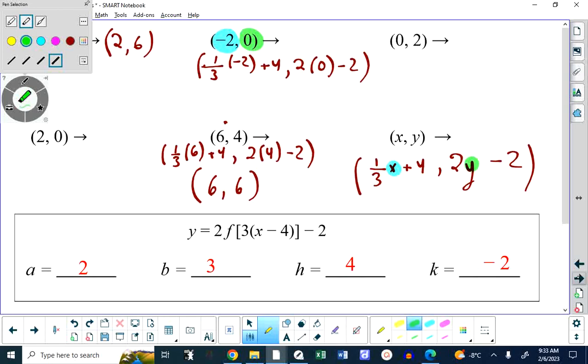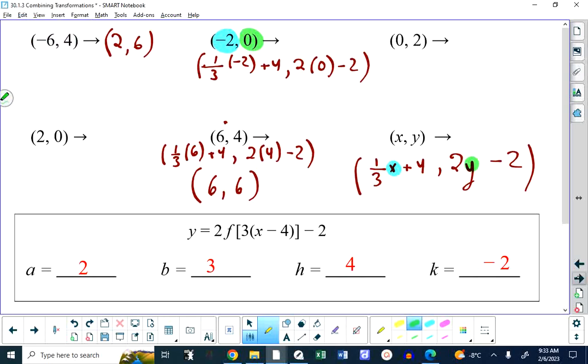Well, I don't want to get sidetracked here and talk about fractions and have a lesson on fractions. You can use your calculator if you like. 1/3 times negative 2 plus 4 is 10/3. And I see a couple people nodding, so this is 10/3, comma, 2 times 0 is 0, minus 2 is negative 2. Does that negative 2 comma 0 land at 10/3 comma negative 2?